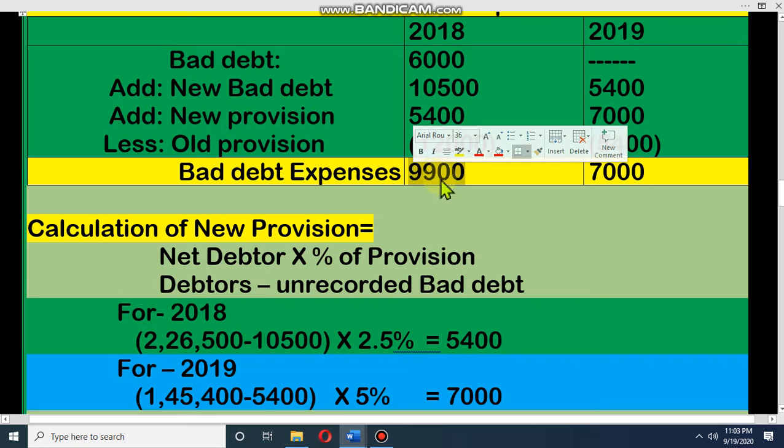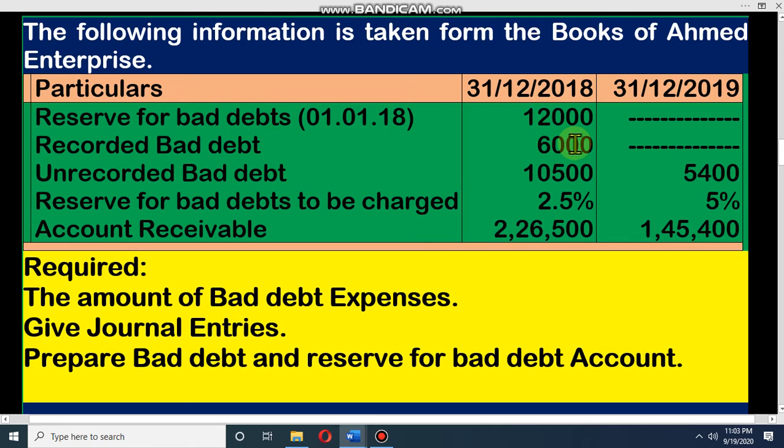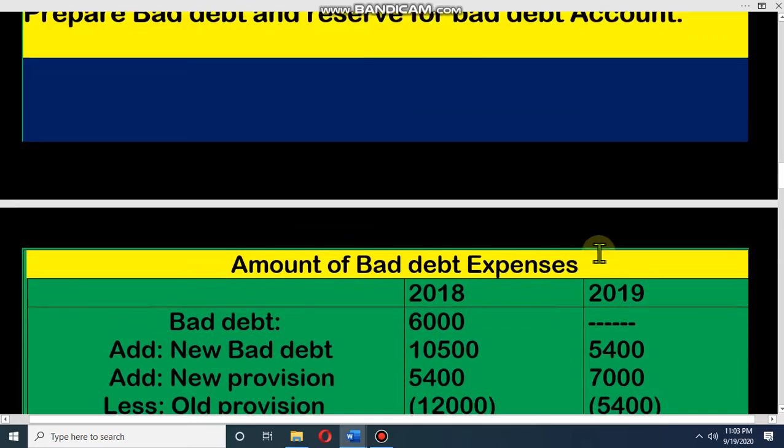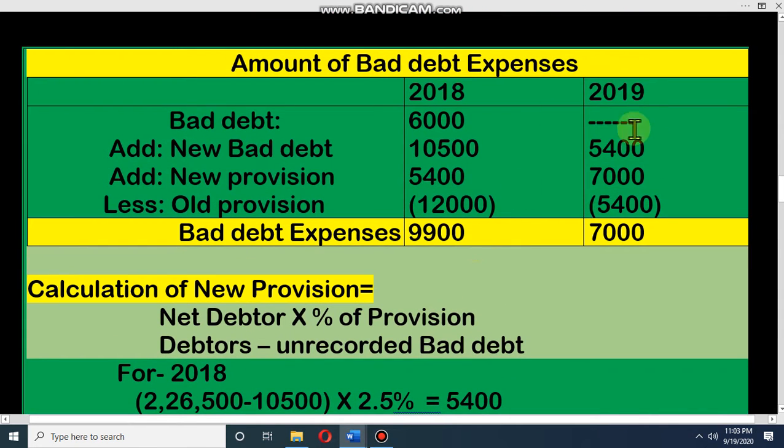This is the way you have to calculate. For 2019, in the same way: bad debt plus new bad debt plus new provision minus old provision. Bad debt, that means recorded bad debt. In this math there is no recorded bad debt for 2019; for 2018 it was 6,000. Unrecorded bad debt is 5,400, provision is 5%, and debtor is 1,45,400. Account receivable and debtor are the same. Look at the calculation: 1,45,400 minus unrecorded 5,400, into 5%, is 7,000. That means the new reserve is 7,000. Bad debt plus new bad debt plus new provision minus old provision. So bad debt expenses is 7,000.